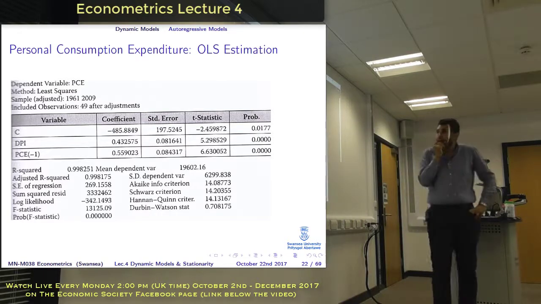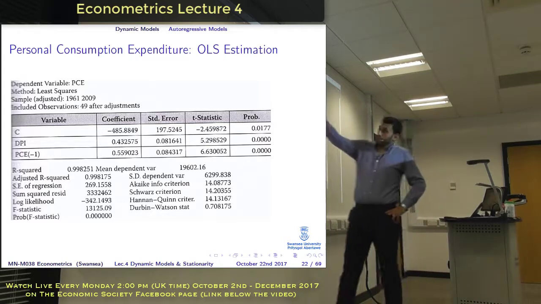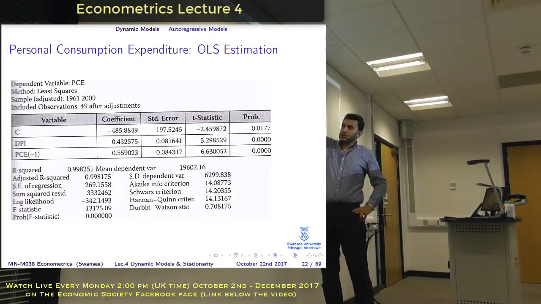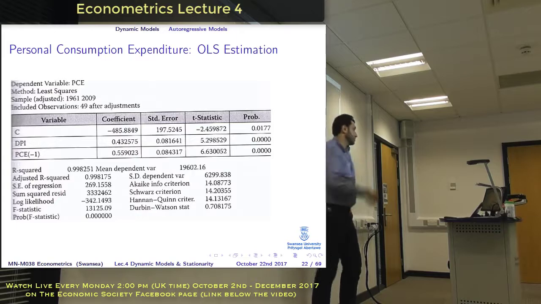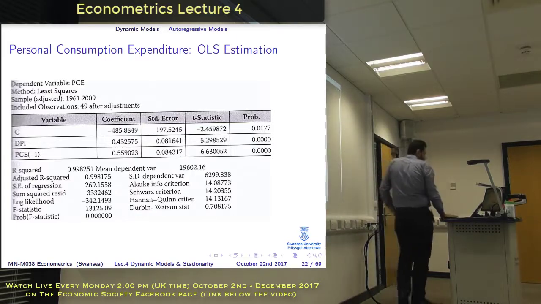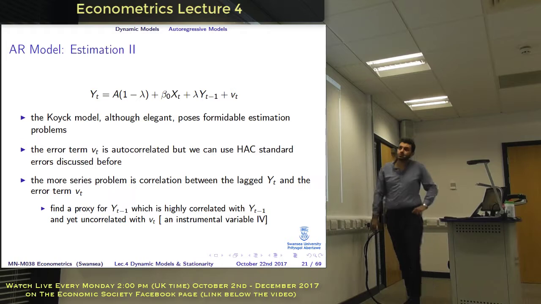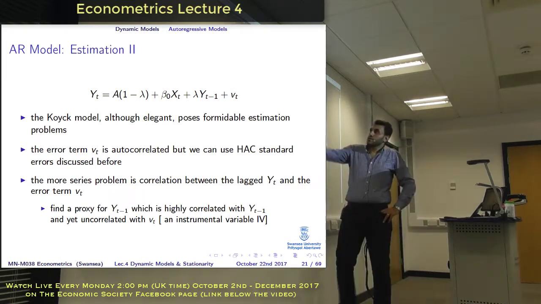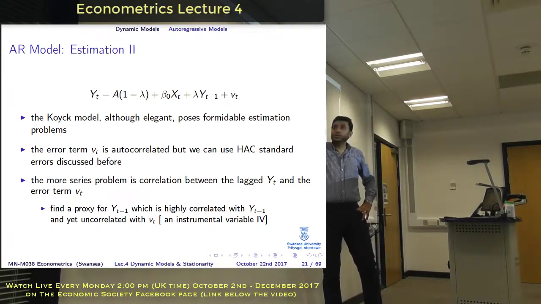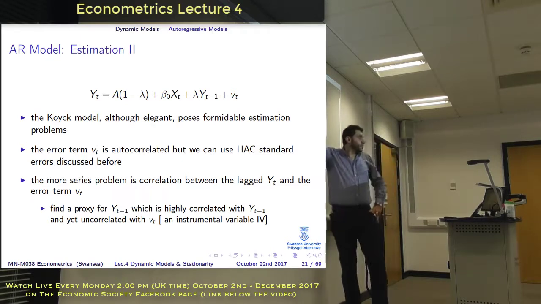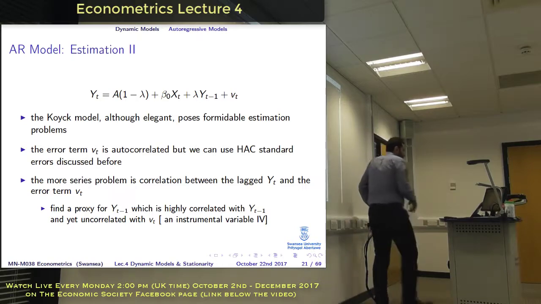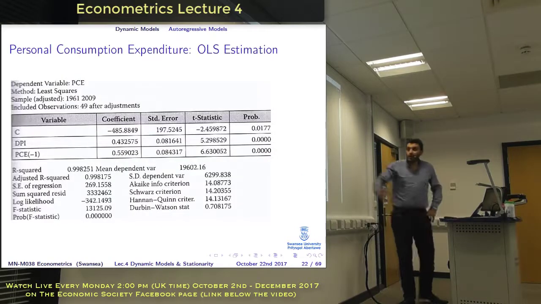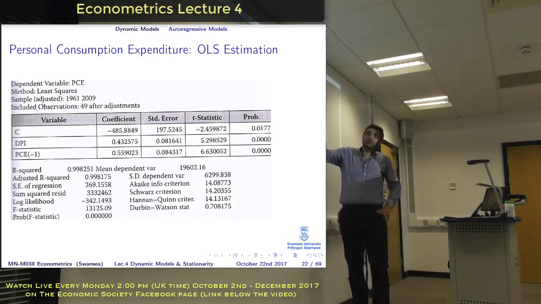So let's assume that we have only the personal consumption expenditure depending on a constant, the disposable personal income, and Y_t minus 1. We're simplifying this, so if you go back to this example, this is what we're estimating here. This is the consumption expenditure in time t. This is disposable income in time t. And then on the right-hand side, we also have consumption expenditure in time t minus 1. And this is what we estimated using OLS.